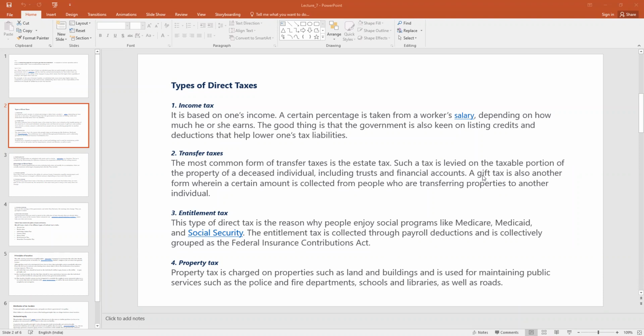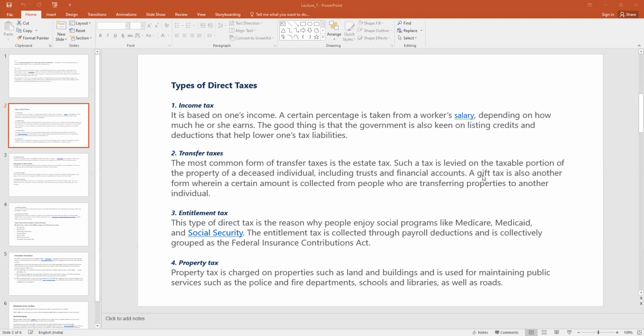Then the second one is transfer taxes. The most common form of transfer tax is the estate tax, or we can also call it estate duties, such a tax is levied on the taxable portions of the property of a deceased individual, including trusts and financial accounts. Taxes are levied on trusts and some financial companies. Mostly the trust will be a political trust or any kind of trust created by individuals or some group of people.